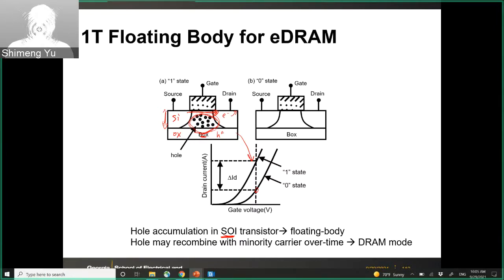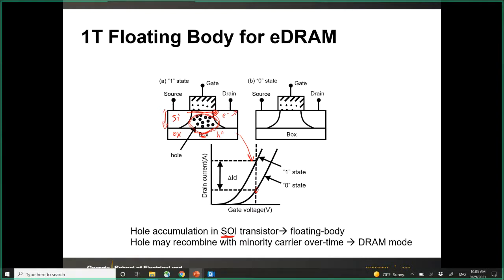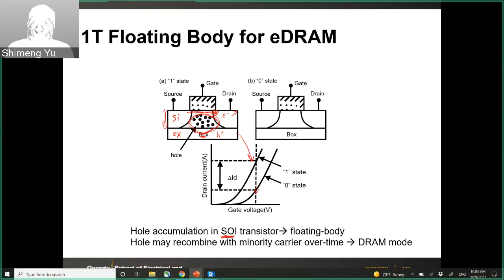This is a DRAM because those holes cannot be there forever. After a certain period, the holes will be recombined with the minority electrons in the substrate. So this can last for some time, and then you can use that as an eDRAM. This is still in the research stage, not in manufacturing yet, but this can be more compact because you only need one transistor, and you get rid of the capacitor.